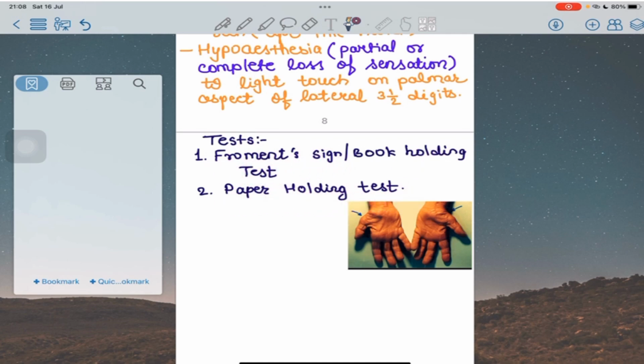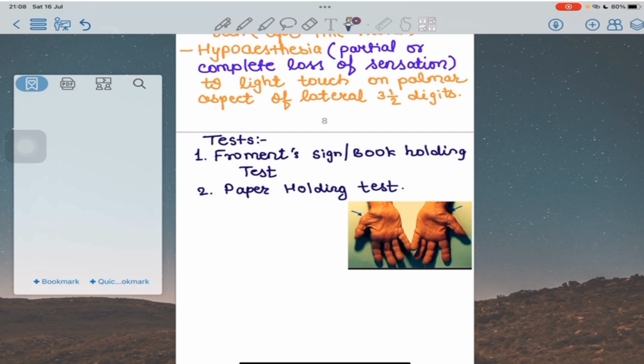These 2 names are self-explanatory again. Book holding test means the patient would be unable to hold that book, any book you give to the patient, between the thumb and the fingers. Similarly, the paper holding test would be the patient is unable to hold the paper between thumb and fingers. So you have to just remember the names, and names are self-explanatory. Book holding test and paper holding test cannot be performed by the patient who is having carpal tunnel syndrome.